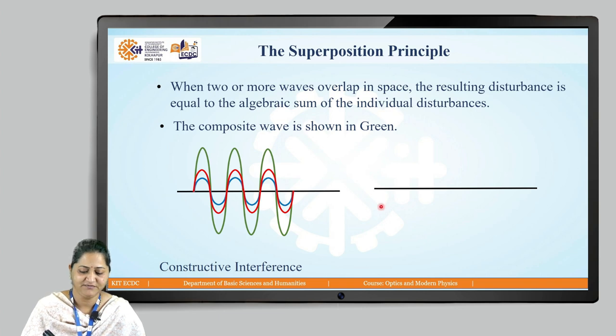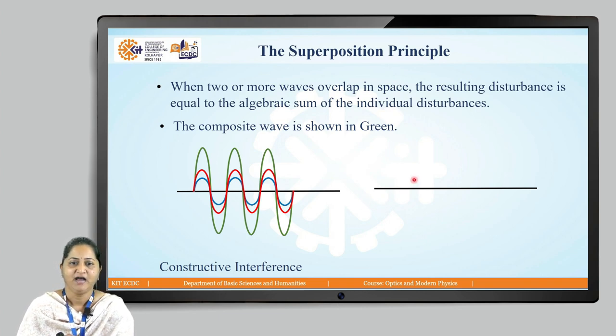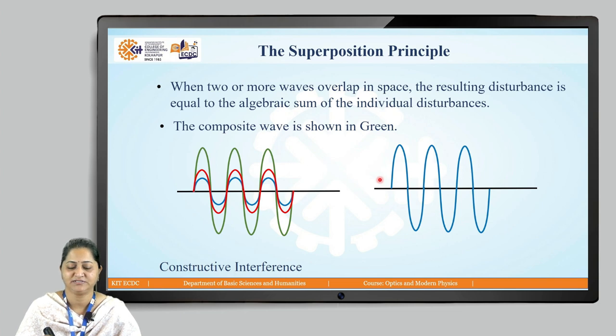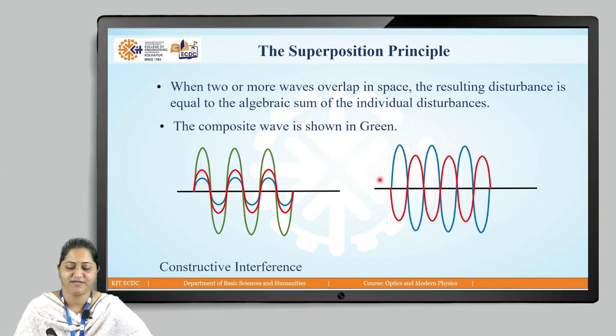So in destructive interference, these two waves are out of phase with each other. You can see here, this is one wave which is shown in blue color, and this another wave is shown in red color. So this red colored wave is completely out of phase with the first wave, and hence the resultant wave has lower amplitude than the participating waves. So this type of interference is called destructive interference. These are the two types of interference based on the phase difference and the resultant amplitude.